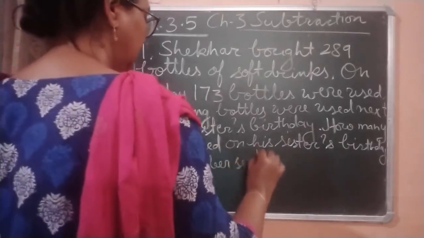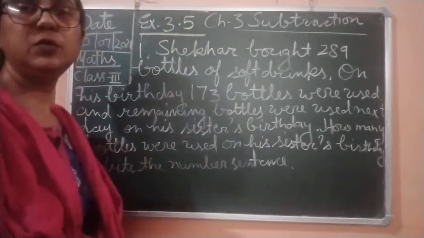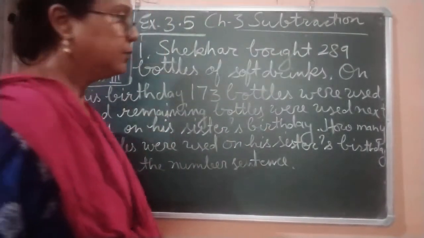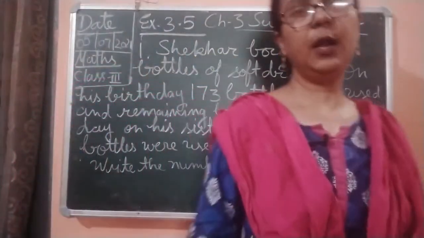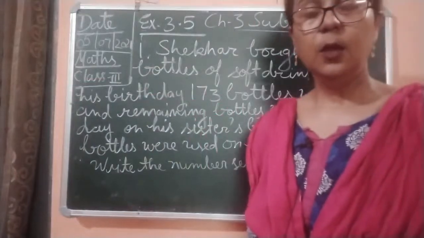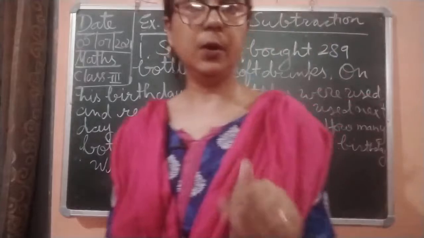Number sentence. It means we have to write in number sentence. We have to solve, we have to write solution. Now children, here you can see 289 total bottles he bought. Okay. 173 are used on his birthday.